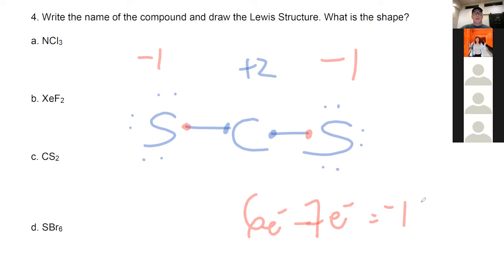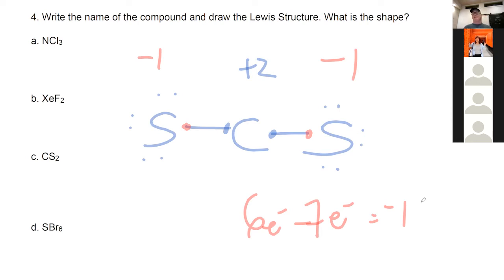Just 4. It's got 4, right? It's sharing 2 bonds. Each bond is 2 electrons. So the total number of electrons that carbon has around it is only 4. And it should have how many? Should have 8. It's the octet rule. It's all about the octet. So it should have 8.